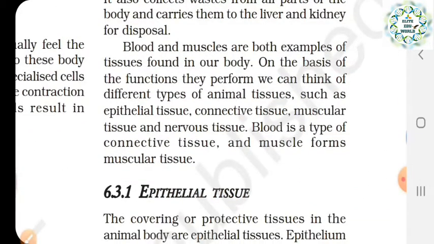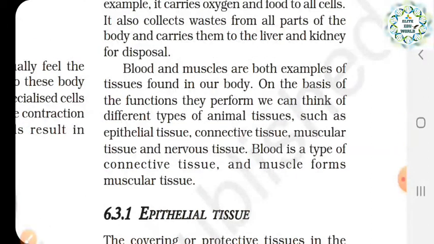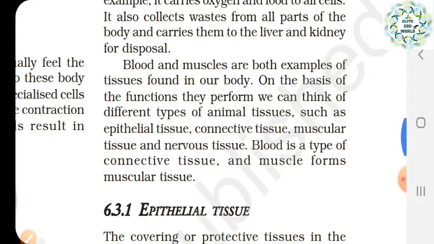So blood and muscles are both examples of tissue found in our body. Blood is also a form of tissue. It looks like a fluid, but it is a type of tissue. That is why it is called a fluid connective tissue. And muscles are also an example of tissue. In our muscles we also have a number of different cells coming together, so on the basis of the function they perform, we can think of different types of animal tissue.